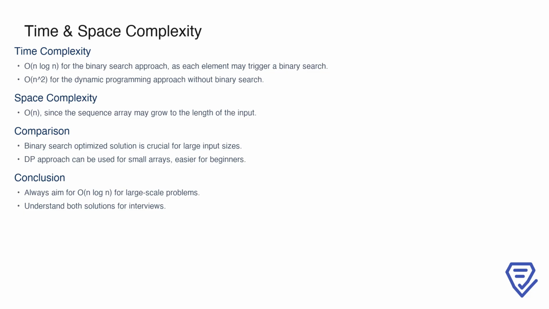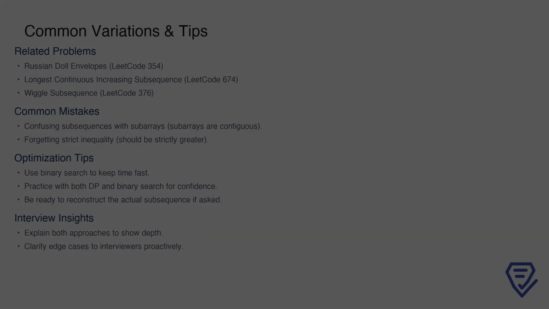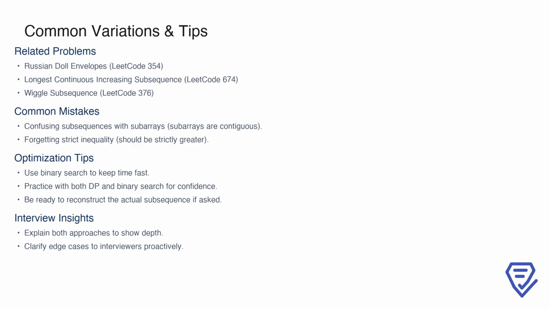However, the DP method is sometimes easier for beginners to grasp and implement, especially in interviews where clarity may be valued over absolute speed. Knowing both methods allows you to adapt to different scenarios and interviewer preferences. LeetCode problem number 300 relates closely to several advanced interview questions, including Russian doll envelopes and wiggle subsequence. These problems can extend or alter the concepts found in the longest increasing subsequence problem.